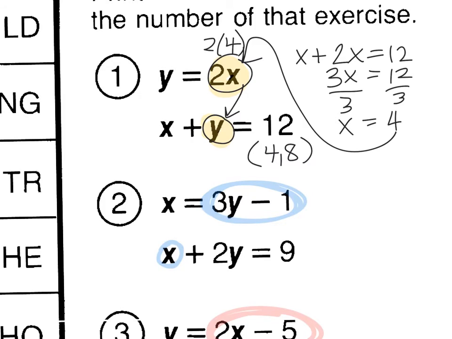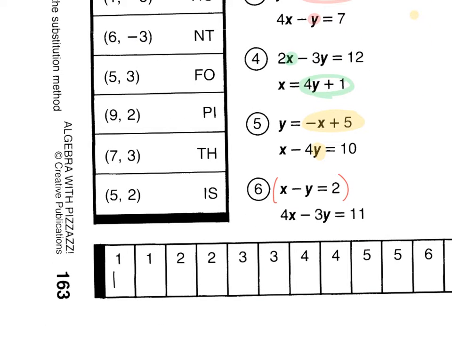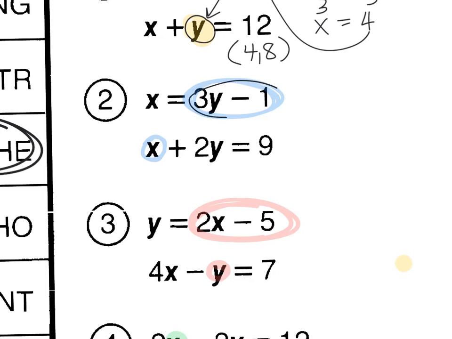So what I want you to do is look at the left-hand side. 4, 8 is this one here. So number 1, you're going to put those 2 letters at the bottom. Okay. Number 2, we circled what x equals this time, so it's going to get plugged in for x.